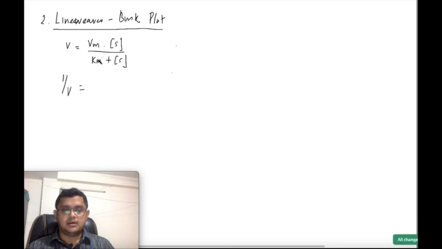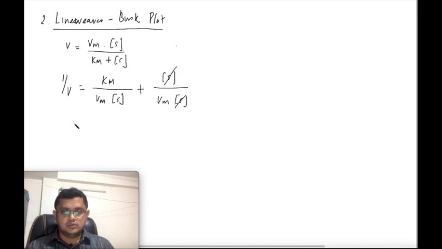If I take the reciprocal of the right hand side, it becomes Km divided by Vm S plus S divided by Vm S. Here the S gets cancelled. So you will get 1 by V is equal to Km divided by Vm into 1 by S plus 1 by Vm.